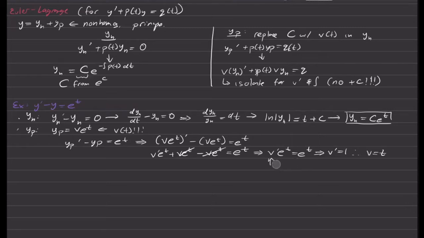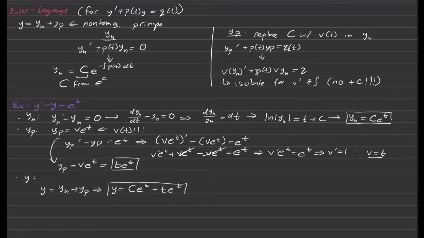You're just integrating it. Going back to our original equation up here, we have y sub p is equal to v times e to the t, and we know that v is equal to t, so this is t times e to the t. We can then plug that into our general solution. We know that y is equal to y_h plus y_p, which means that y is equal to c times e to the t plus t times e to the t. And that's our final general solution.